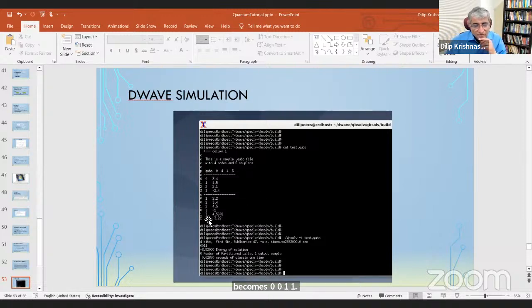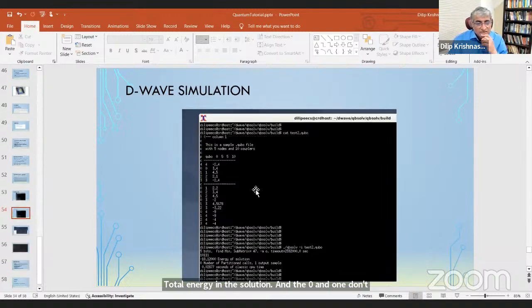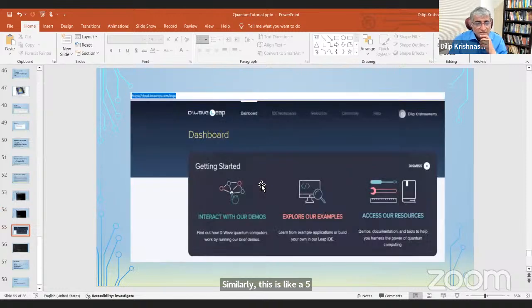And then you can evaluate the energy for the system, for example, which will be minus 2.4 plus 2.1 minus 3.22. And that becomes the total energy in the solution. And the 0 and 1 don't matter. So similarly, this is like a 5 qubit problem. You can do a similar calculation here.